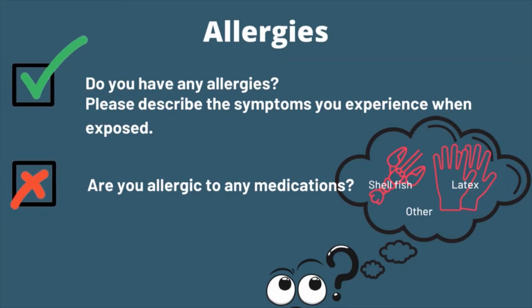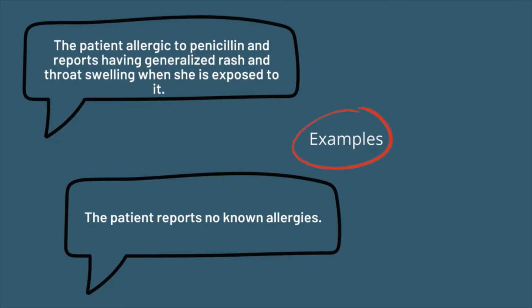The data you present here could sound like this. The patient is allergic to penicillin and reports having generalized rash and throat swelling when she's exposed to it. If your patient has no known allergies, you could say, the patient reports no known allergies.